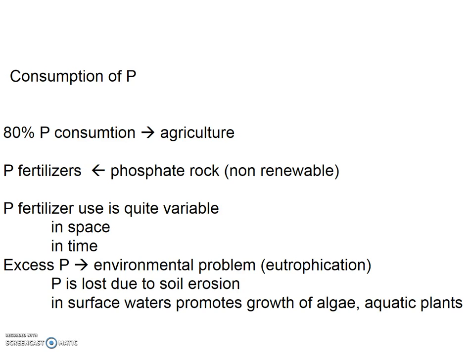In case of excess phosphorus, we have a severe environmental problem, which is eutrophication. That means the accumulation of nutrients in surface waters, which promotes the growth of algae and aquatic plants. Most of that phosphorus arriving to surface water is transferred from agricultural land by the sediments originated by soil erosion.